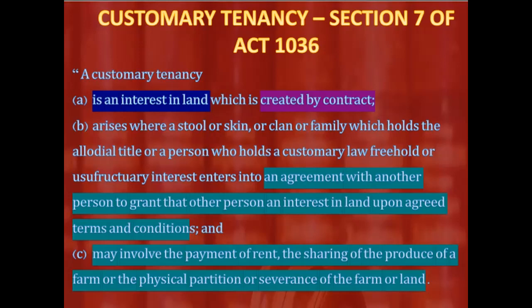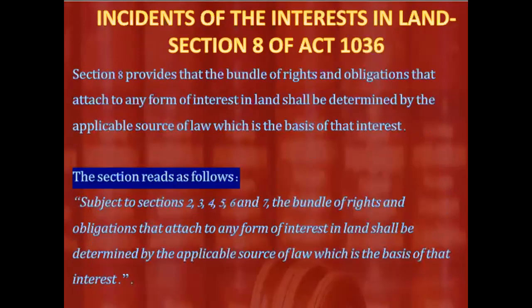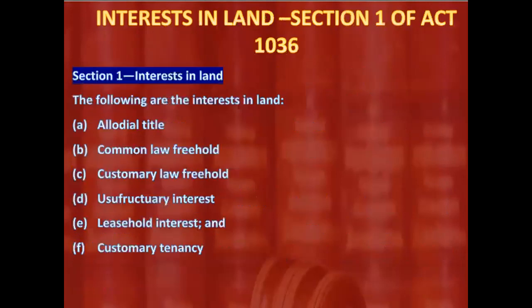So what we have done so far is that we have explained in this lecture the usufructuary interest under section 5. We have also explained the leasehold interest under section 6. And we have also explained the customary tenancy under section 7. Now, at this point, it means that we have discussed all the 6 interests in land that have been mentioned under section 1 of the Lands Act.